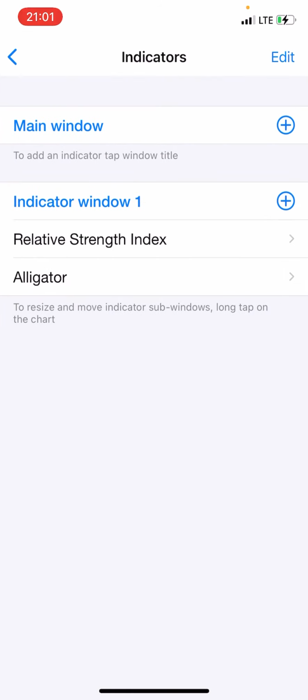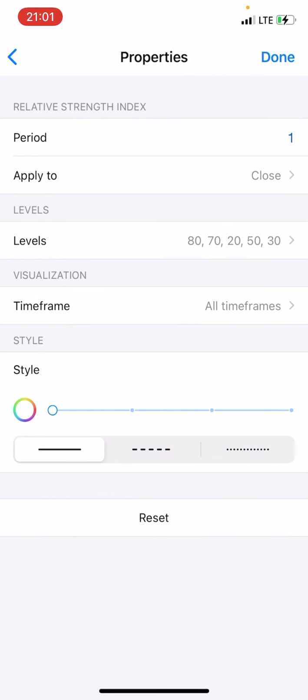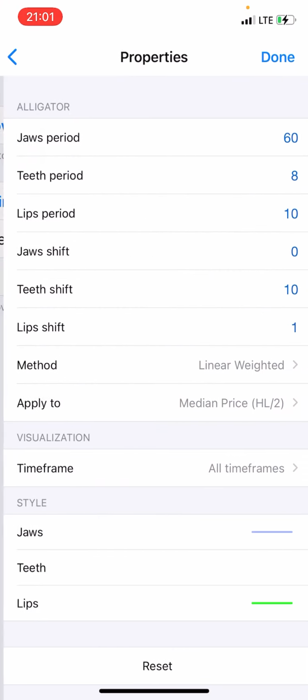The indicators I'm using here are the RSI and the Alligator. The RSI is the Relative Strength Index, and the period for that is 1. You apply to close. The levels are 80, 70, 20, 50, and 30. Time frame, all time frames. I use white, and you can use any color you want. When you're done, you go and add the Alligator.